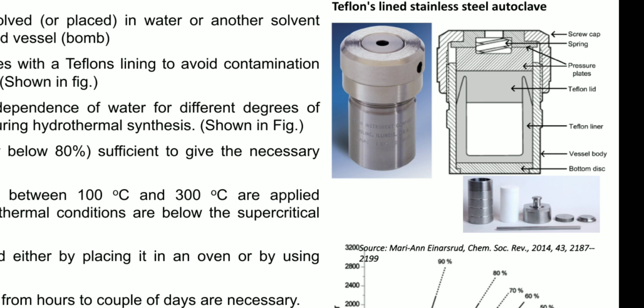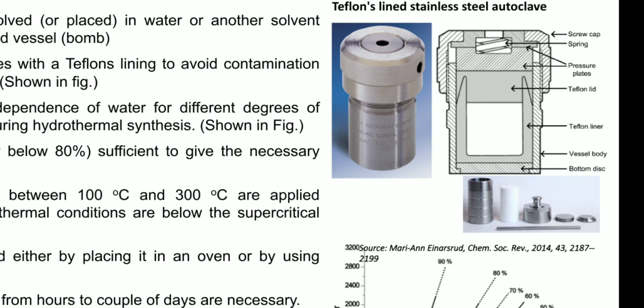From the bottom you can see there is a bottom disc, then there is a vessel body, and they are made up of stainless steel. Then inside that there is a Teflon liner, and then there is a Teflon lid. The Teflon lid is just to close the Teflon liner. Then there are pressure plates and a spring, and then you can screw it up so that you can close it very safely.